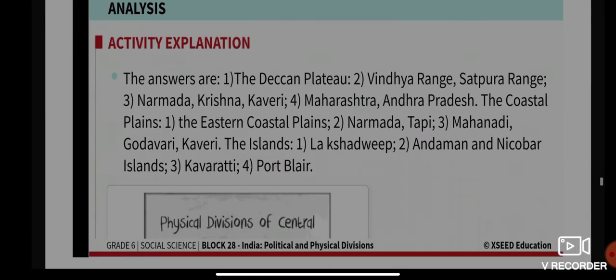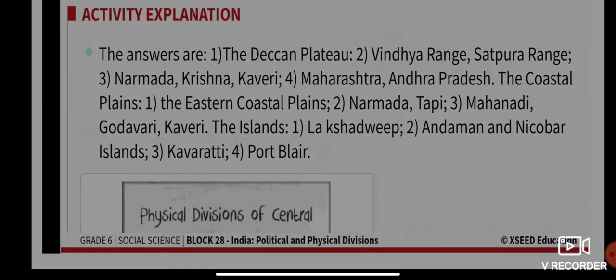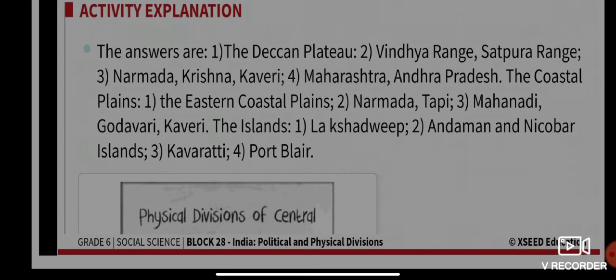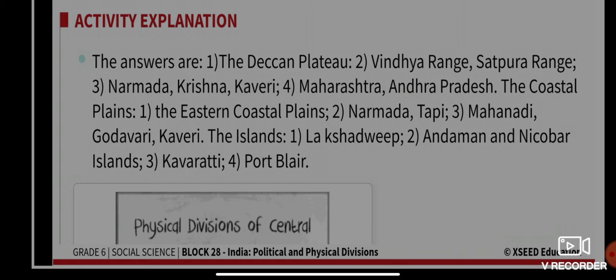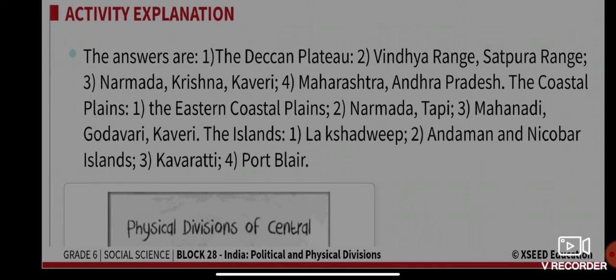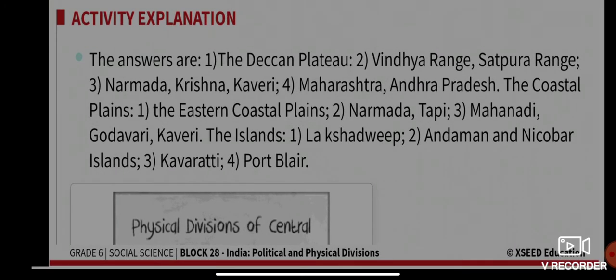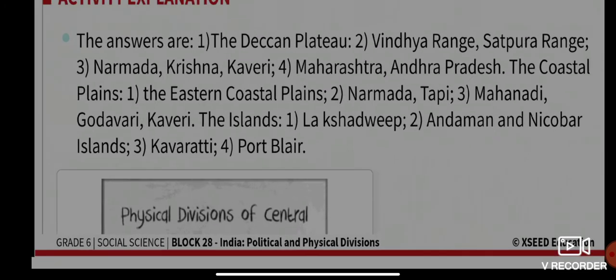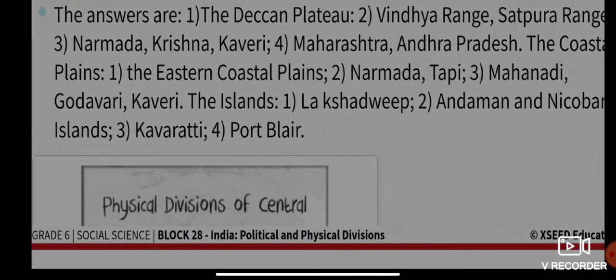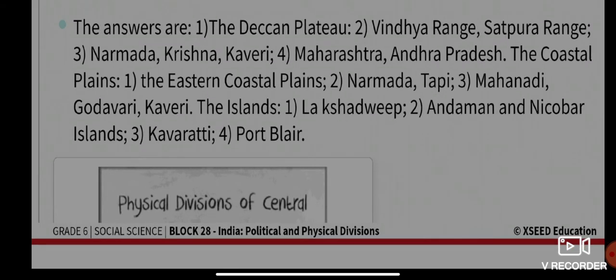After finding the answer you have to show me as well, okay, in your notebook. See the answer, as you can always compare your answer. The answers are, see, the Deccan Plateau, the Vindhya range, Satpura range, Narmada, Krishna, Kaveri, all these are names of rivers. Okay, Narmada, Krishna, Kaveri, they are names of rivers. Similarly, Maharashtra, Andhra Pradesh, names of states, that is the coastal plain. The eastern coastal plain, the Narmada, Tapi, that is also the name of a river. Mahanadi, Godavari, Kaveri, they are also names of rivers.